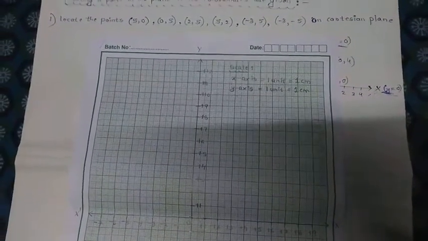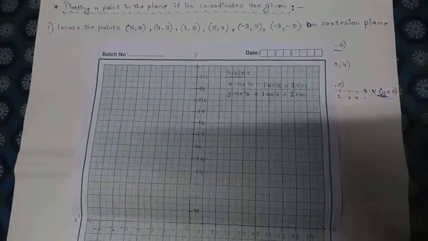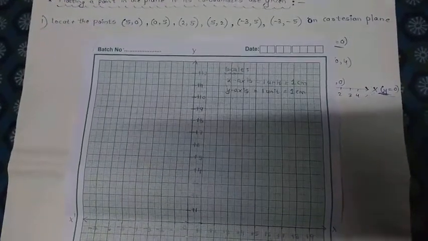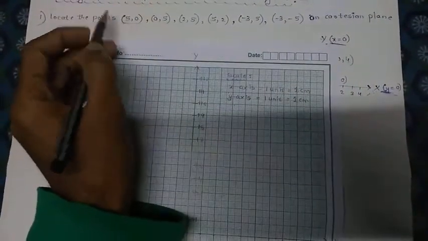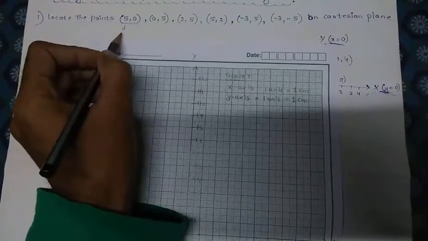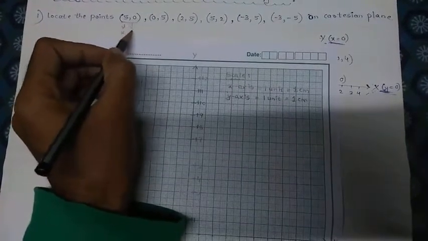Now let us plot the points. First we'll plot the point (5, 0). The x coordinate is 5 and the y coordinate is 0. So observe here.